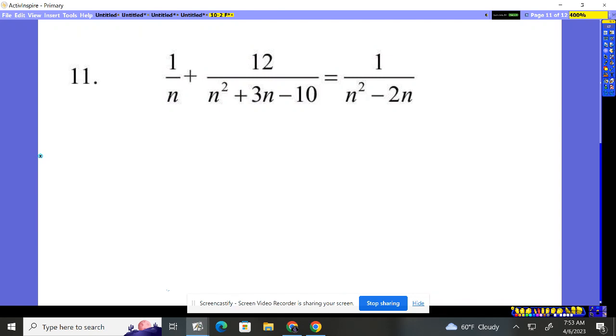Number 11. Okay, what do we have here? Well, the first thing I see is down below, because we've got to get a common denominator. This n squared plus 3n minus 10, I got to break him up. So what is he going to break up to?